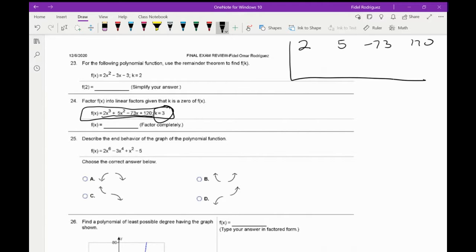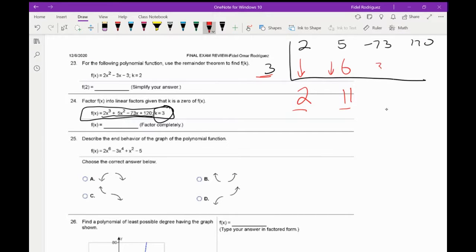Because they've given us the 0 in the form k equals, we know that we don't have to change the sign. It's been changed for us. We'll leave it as a 3. Remember, my first step is to bring this number down. So we're going to have a 2 here, and we're going to multiply. 3 times 2 is 6. We're going to add down. That's going to give me an 11.